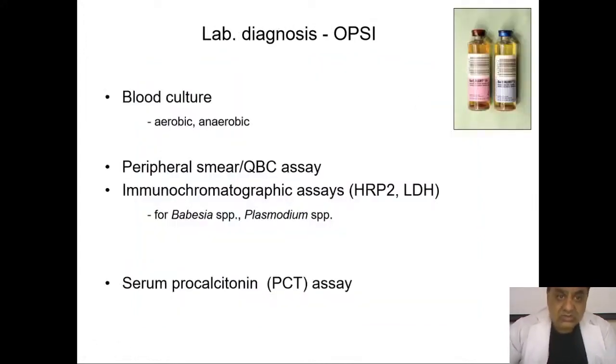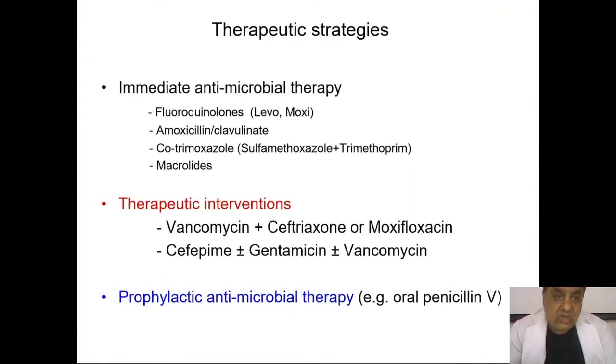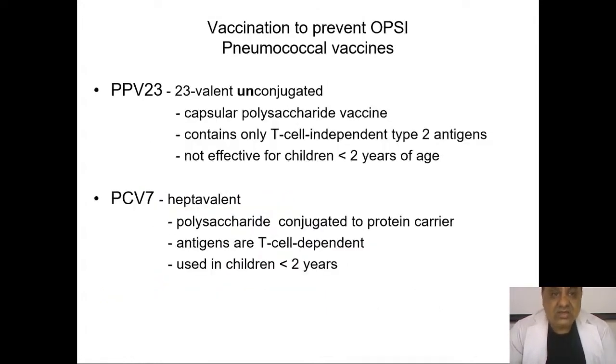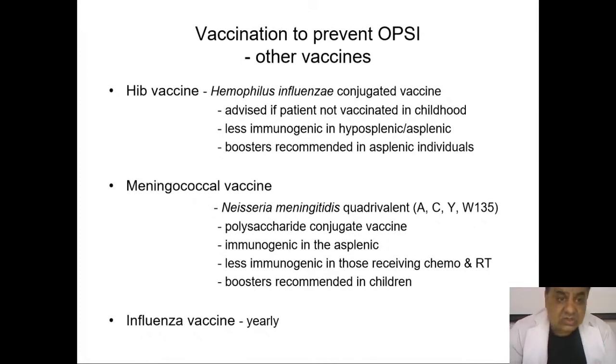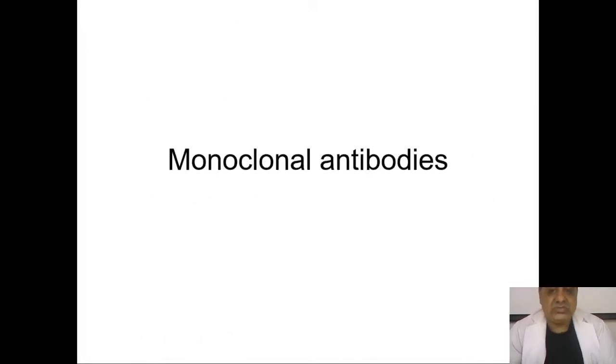Luckily, you can diagnose by blood culture or smears, rapid tests, and procalcitonin, which is a sepsis marker we'll talk about in the sepsis class. You have immediate therapy with antibiotics or therapeutic interventions before results are available, with a combination of antibiotics and prophylactic antimicrobials, for example penicillin V in certain situations, and vaccines like the new vaccines for pneumococcus, H. influenzae, meningococcus, etc. must be used in such patients.